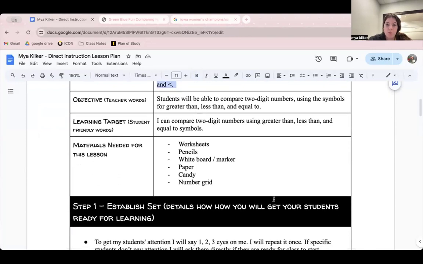So you guys can have out a worksheet, just a piece of paper would be fine, a whiteboard, a marker, pencil, anything that you can take notes or write down some of the sample problems we're doing that you can use later on the exit ticket.